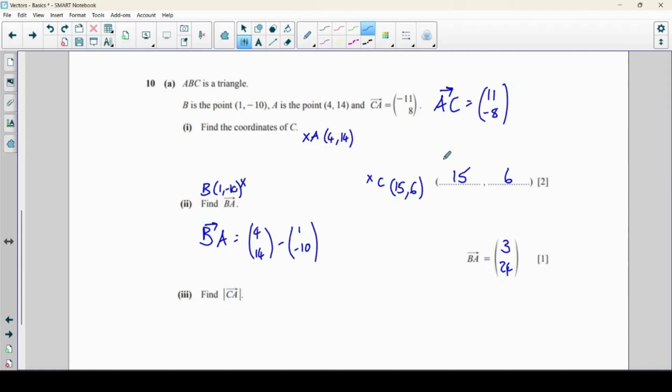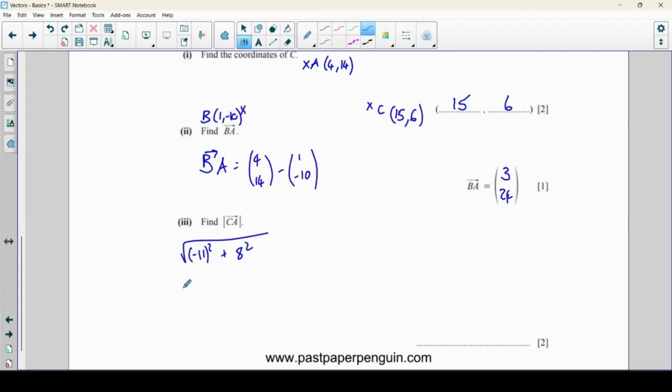Here it wants the magnitude of CA, so that's the square root of minus 11 squared plus 8 squared. Minus 11 squared is 121, 8 squared is 64. Add those up, 185. Is that something that simplifies? Not sure. It doesn't tell us to simplify it, so I guess we leave it as that anyway.